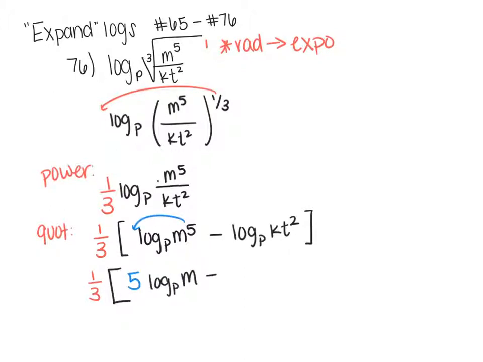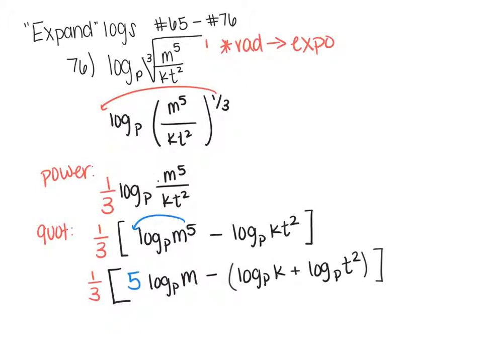Now the next log, what operation do I see? Well, I have k times t squared, so I have a product. So I'm going to take the k and the t squared and expand it and turn it into addition. That's what my product rule says. Now again, because that subtraction right here goes to that whole log, I'm going to need a big set of parentheses.